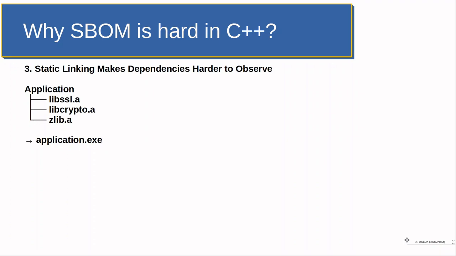Another challenge is that unused portions of a static library may be removed by the linker. So static linking blurs the distinction between components and binaries, making dependency tracking significantly more complex.